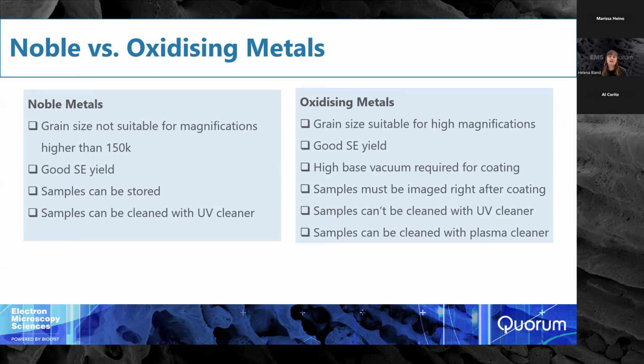And this is much less conductive than chromium and therefore not suitable to prevent charging in scanning electron microscopy. So then with our oxidizing metals that we require a turbomolecular pumped coater for, we have smaller grain sizes, so we can look towards oxidizing metals for our higher magnification imaging. They also have good secondary electron yield. The only disadvantage associated with them is that, of course, we need to have a turbo pump coater in the first place. And also we need to think that our samples' coating might be oxidizing after we've coated.